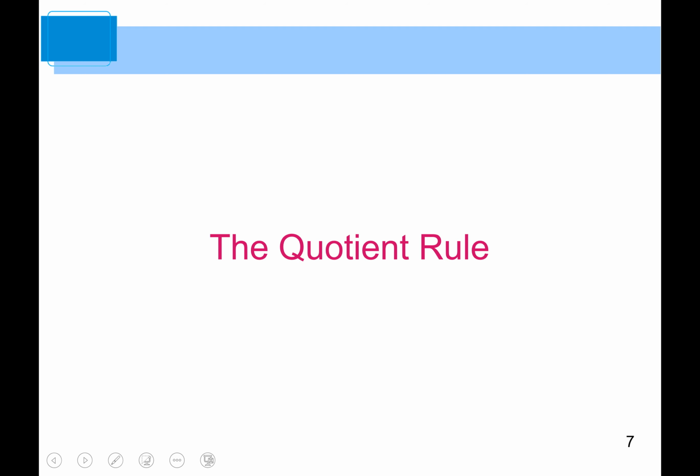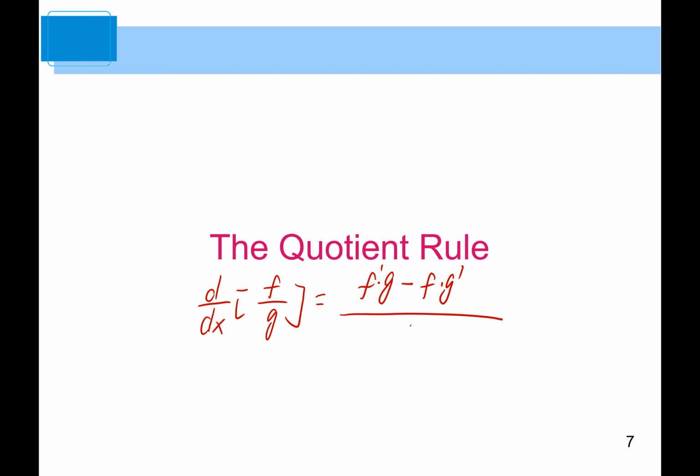And next thing, let's take a look at the quotient rule. So the quotient rule, put in a very simple expression, is two functions, one on top, one on bottom. So that would be f prime times g minus f times g prime, over g squared. Okay, that would be the simplest thing to do.